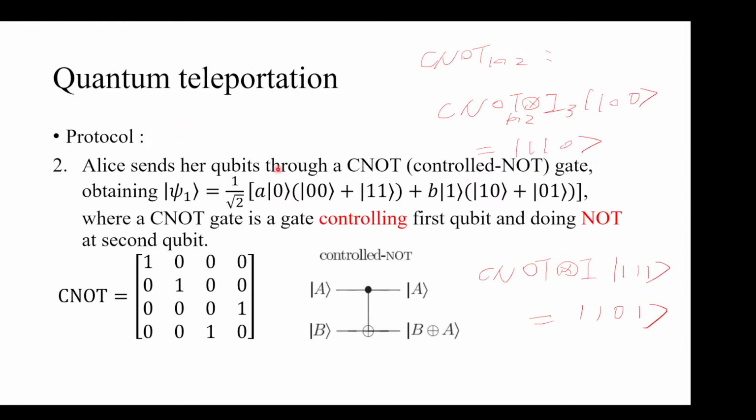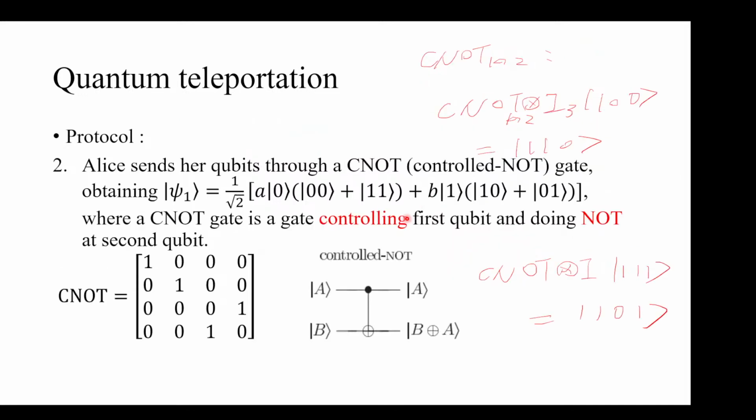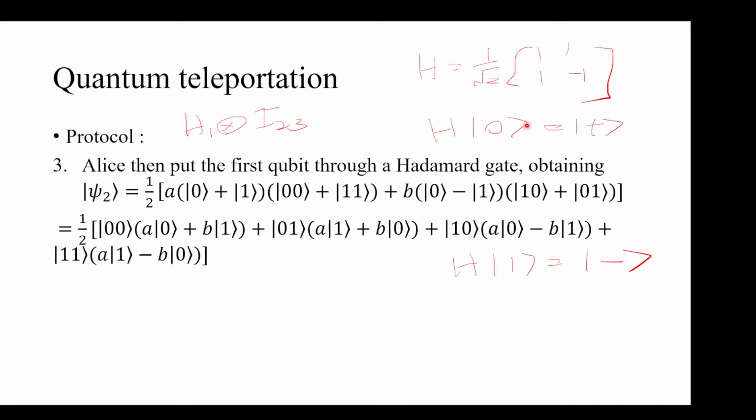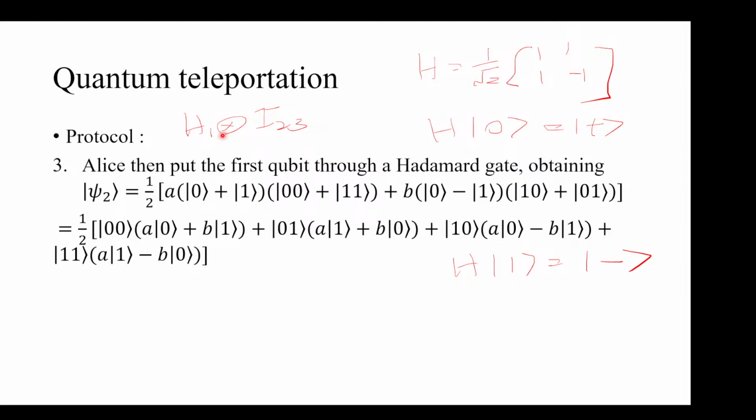So with Hadamard on the first qubit, this 0 will change to plus, and this 1 will change to minus. So this is exactly what we get. The second and third qubit stay the same because they are acted on by identity. And the Hadamard on the first qubit gives you 0 plus 1 here and 0 minus 1 here. Okay, and also an extra 1 over square root 2, so you get 1 over 2 here instead of 1 over square root 2. So that is the Hadamard on the first qubit.